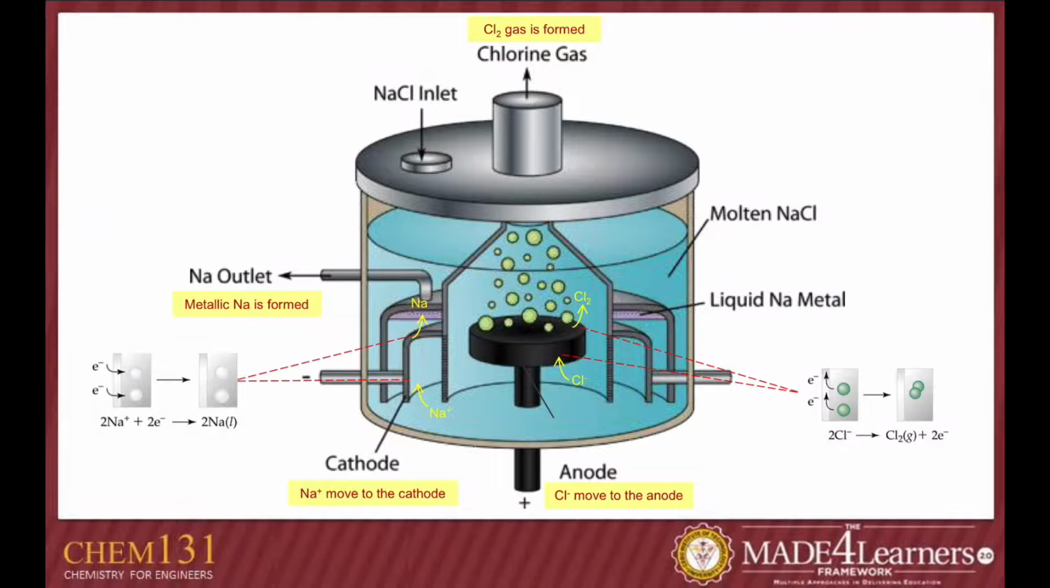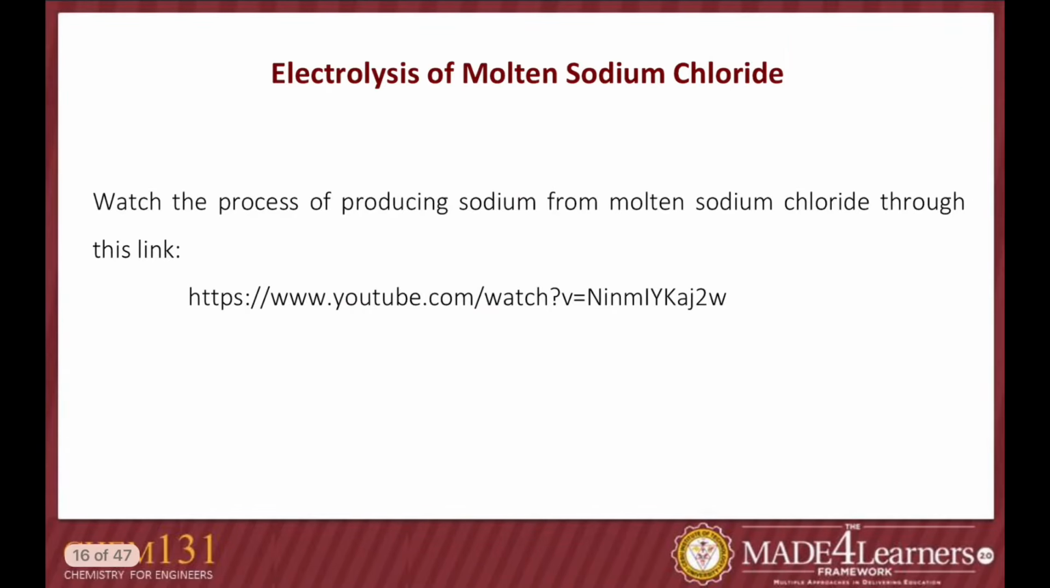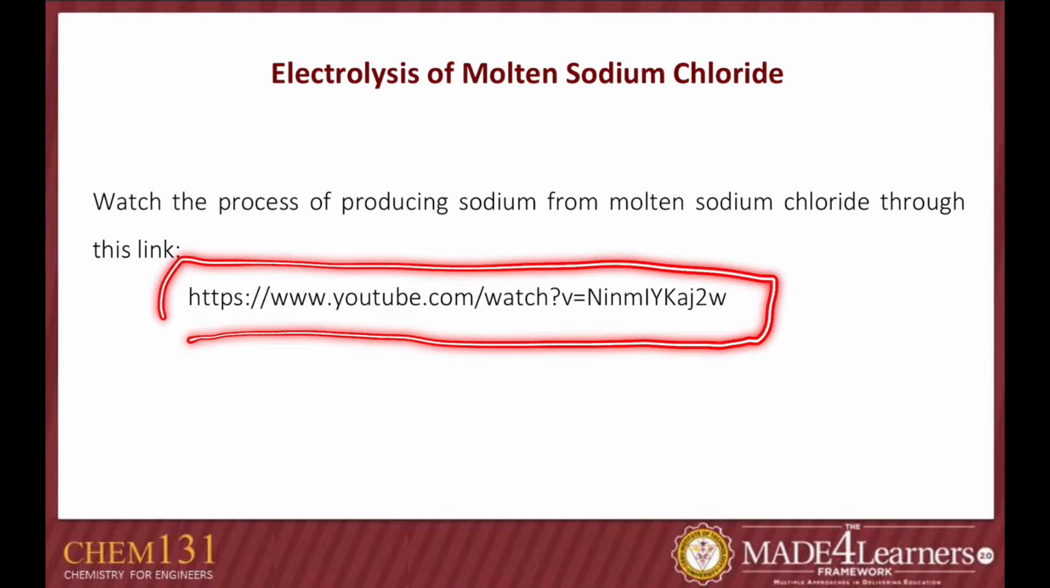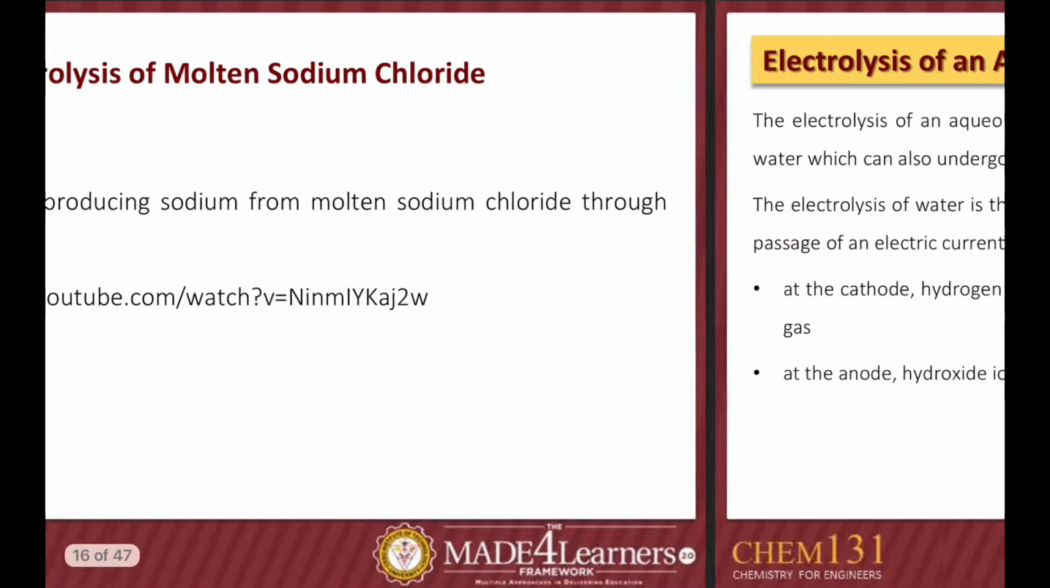And then the ions will go to their respective nga electrodes kung asa sila mo undergo oxidation or reduction. So you can use this video, you can watch the video here to see the actual process of producing sodium metal from molten sodium chloride, and also the chlorine gas, how it's produced in the factory. So you can watch the video through this link.